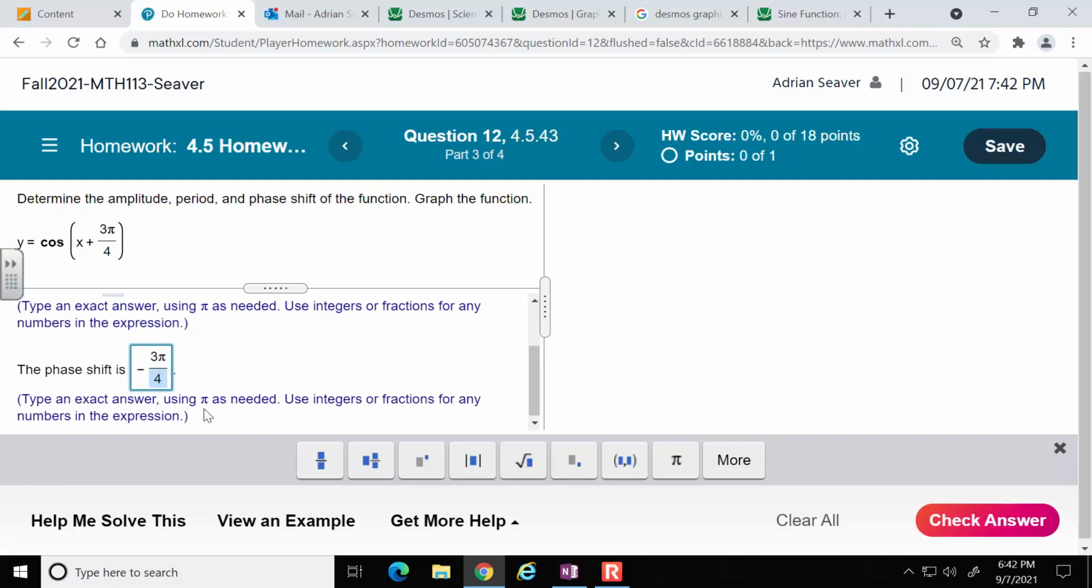So really, it's just that C over B. Just remember, it's going to be opposite what that sign is in there. So if it says plus inside that sign, it's going to be negative. If it says negative inside those parentheses, it's going to be positive.